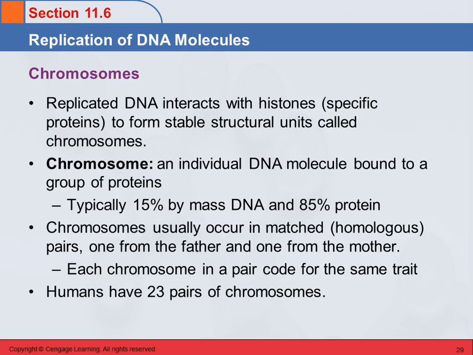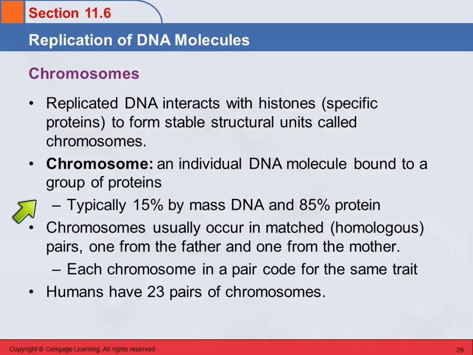So after the DNA is formed, we've got these 2 new DNA molecules. So we've turned 1 DNA molecule into 2. Then the replicated DNA will interact with specific proteins, they're called histones, to form stable structural units, which are called chromosomes. A chromosome is an individual DNA molecule that's bound to a group of proteins. And it's actually mostly protein. It's typically about 15% by mass DNA and 85% protein.